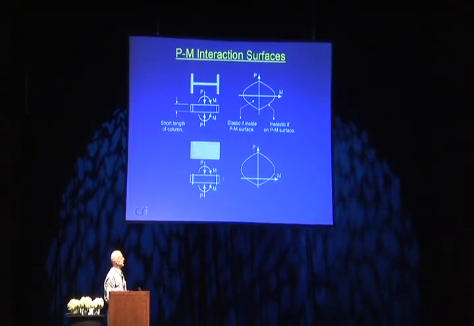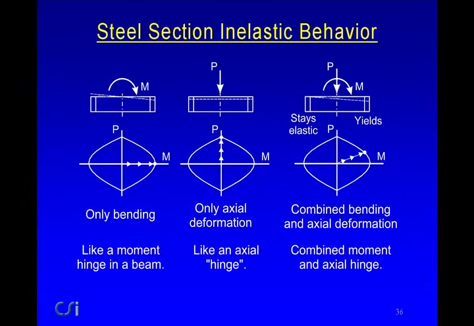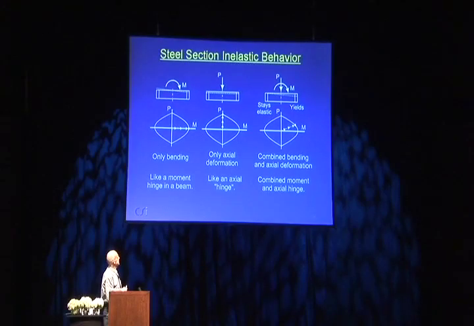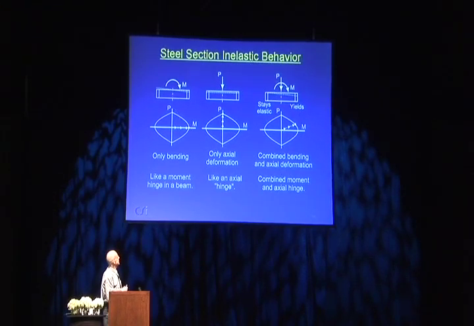Concrete's a little different. You get an interaction surface that looks like this. Let's look at a steel section, just some simple aspects of inelastic behavior for a steel section. Again, it's a short length of beam. Pure moment, this means that you're increasing the moment out here. A hinge forms at this point, and it's just a moment hinge, just like a beam. If you have pure axial force, you're increasing the axial force. When it yields here, it forms an axial hinge.